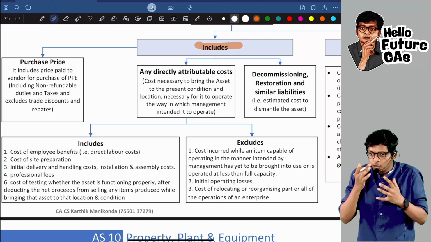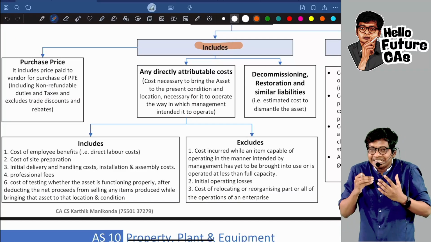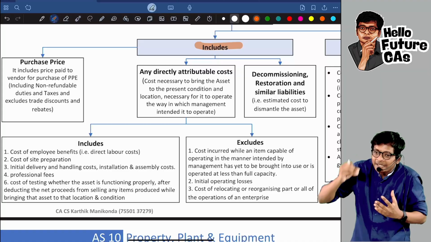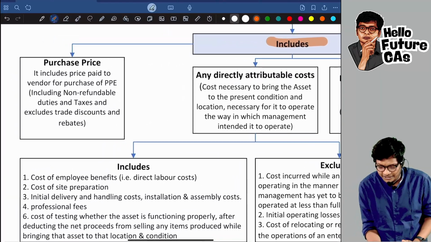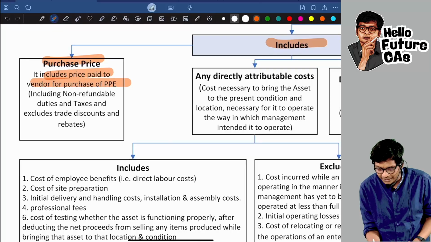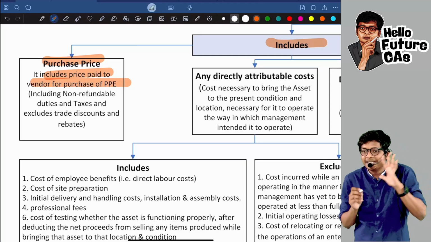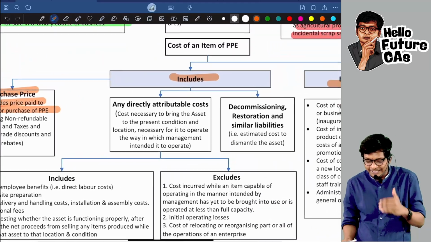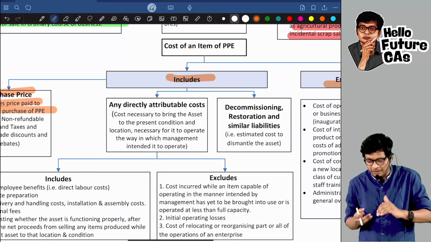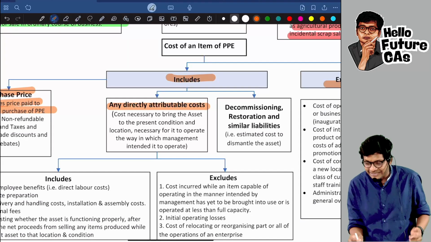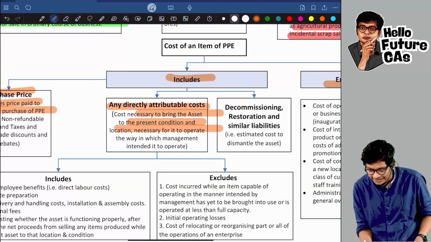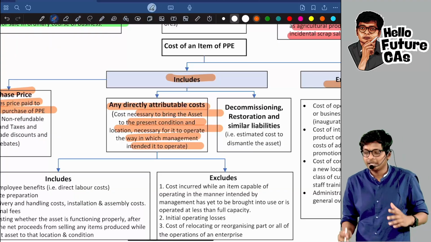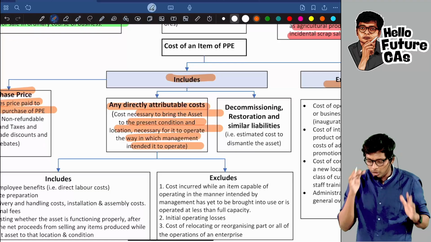Anything that is going to create value and future economic benefits, I will include. First, for the asset to reach my factory, there is the purchase price: the price paid to the vendor for it to reach my factory, eliminating all trade discounts, etc. And it includes what, guys? Apart from that, any other directly attributable cost for it to reach my factory, any installation cost, all of that. Okay, I'm coming and doing some modifications, all of that.